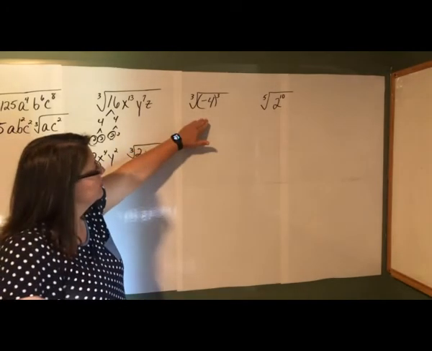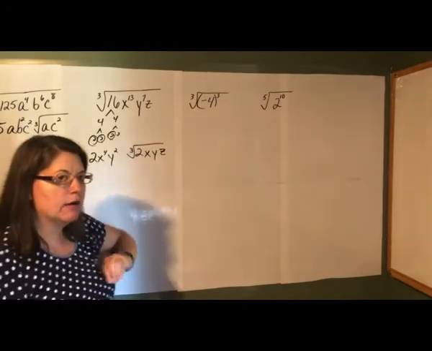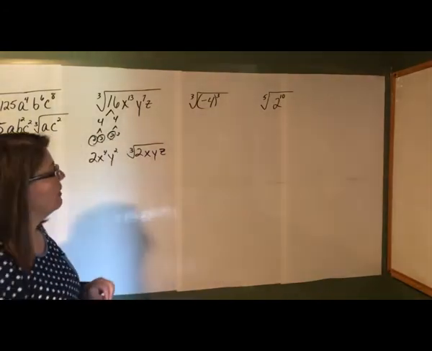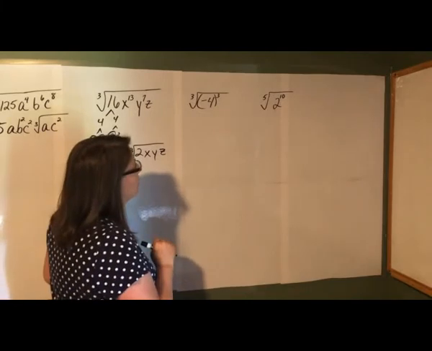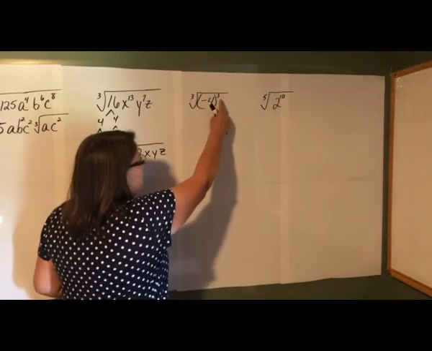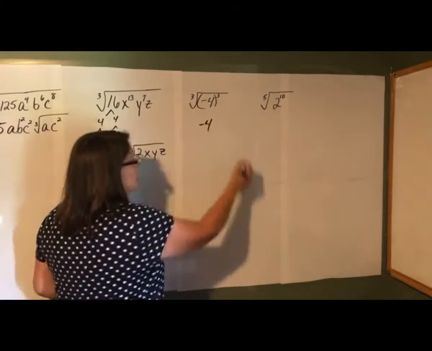For this one, just like square roots and square exponents cancel each other out, the cube will cancel out the third power. So the cube root of -4 to the third is just -4.